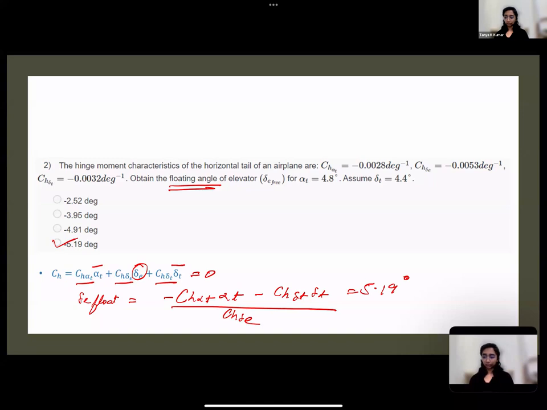Why is CH naught not considered? Usually it's a symmetric airfoil. So even if I take variation only with alpha tail, CH naught would not exist, right? Even the entire tail is a symmetric airfoil, so the elevator is also symmetric. So usually CH naught is always 0.